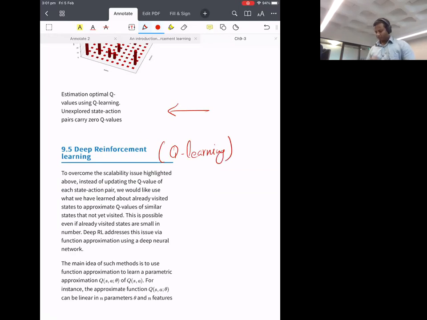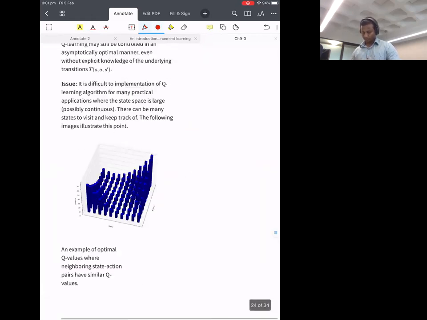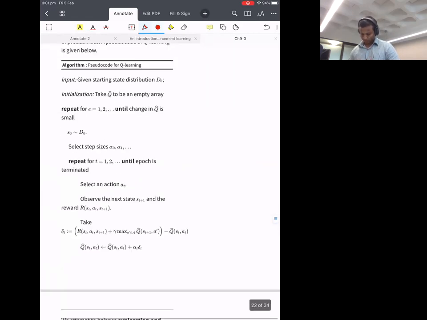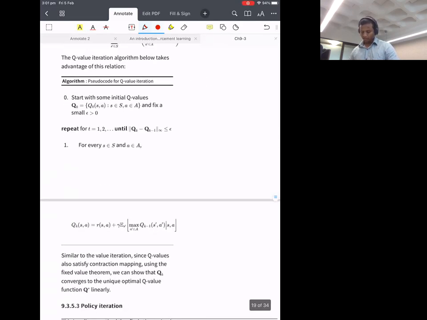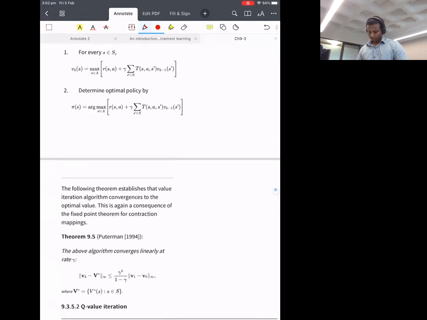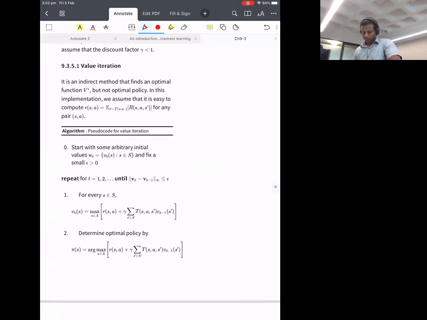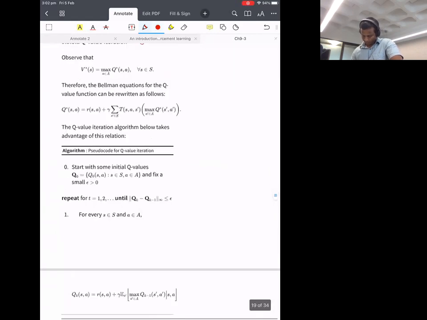Just to have a smooth transition, let's go back to the previous lecture and recap a little bit of the ideas. We have seen three value iteration algorithms, iterative algorithms, three of them. The first one is called value iteration, the second one is Q value iteration, and the third is policy iteration.